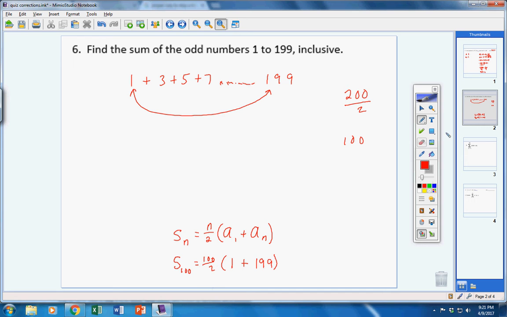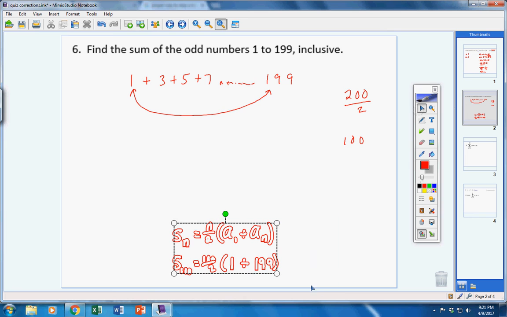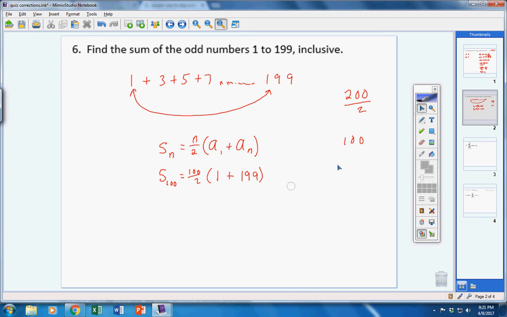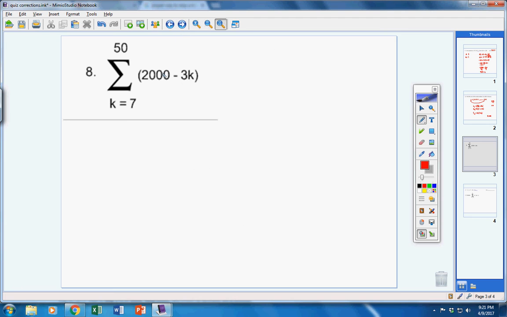So what I have is this. I have the sum of these 100 terms equals 100 over 2, which is 50. So 50 times 1 plus 199, which is 200. And 50 times 200 is 10,000. And that's how you would solve that. Okay, moving on to number 8.